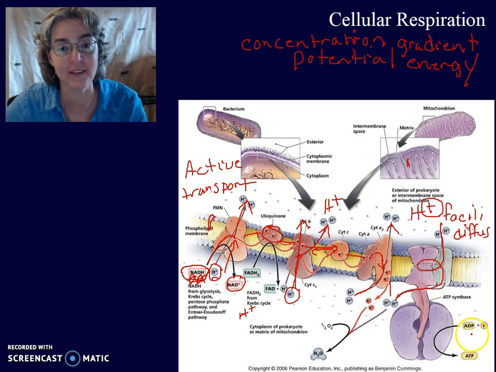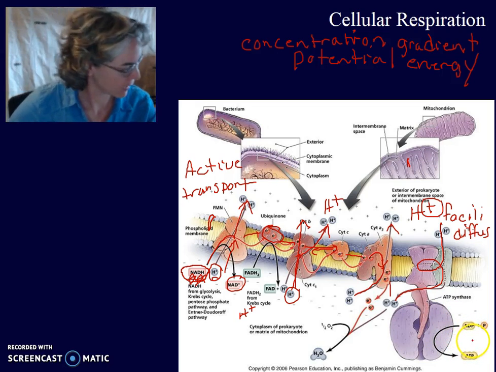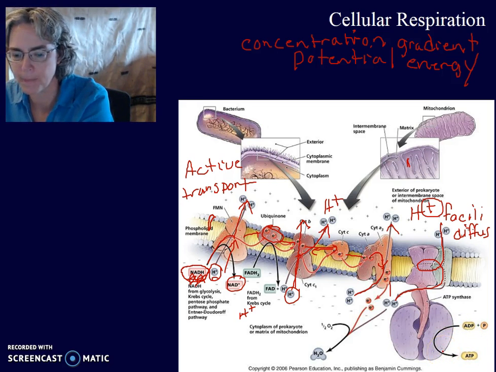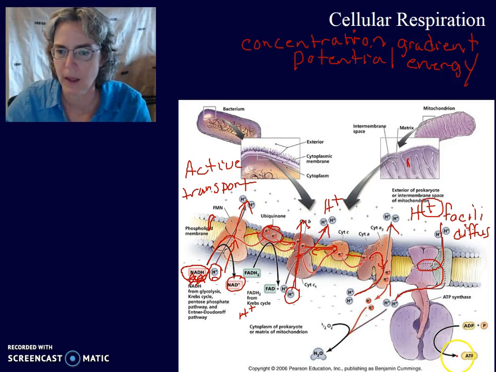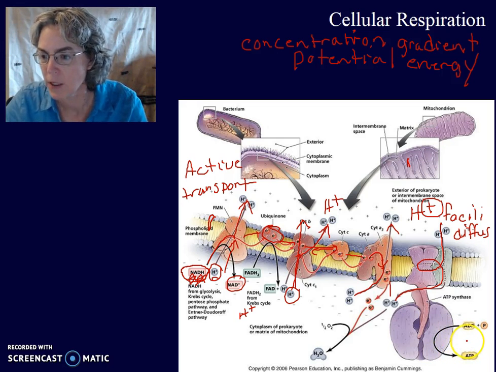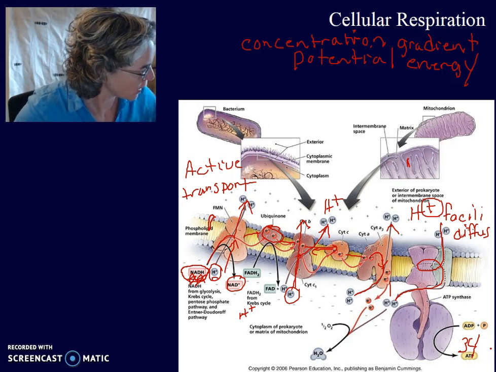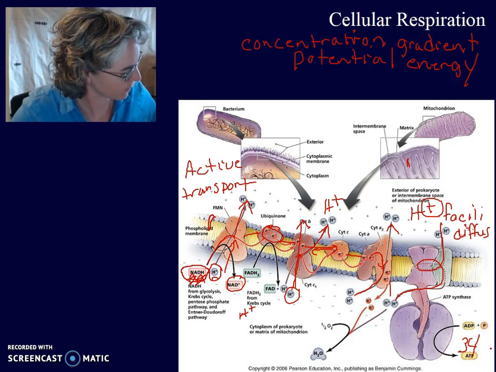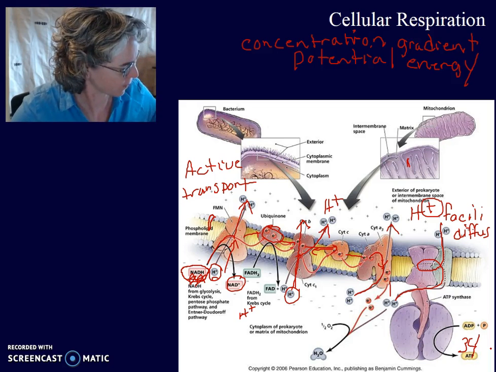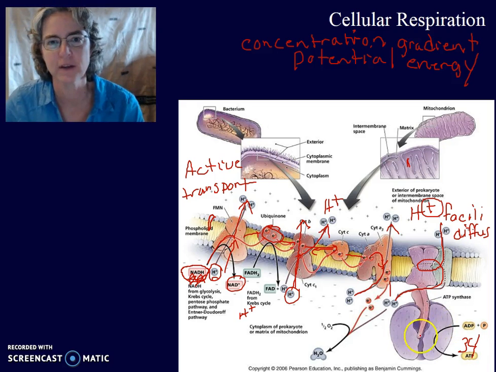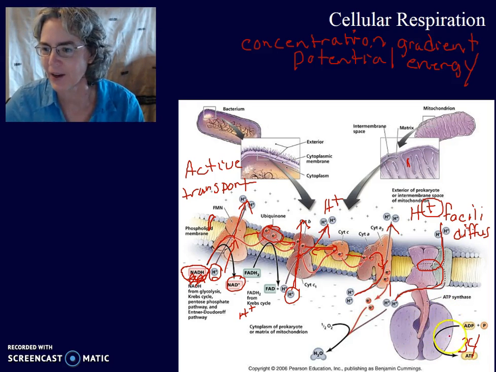Yeah, and a lot of it. So, let's see, how much ATP? So it's 34, I believe. Let me check my notes just to make sure. Let me get that right. Yeah, 34. Okay, so 34 ATP.